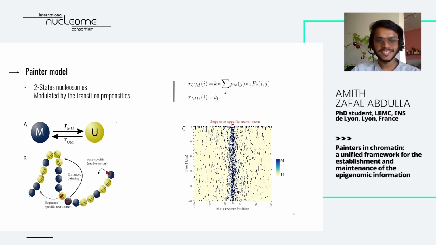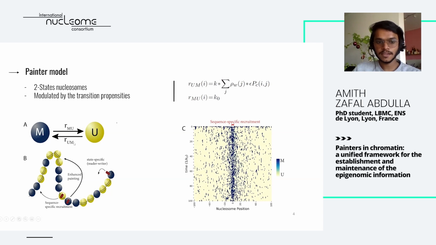The painter model. Here, the nucleosomes can exist in two states, modified M and unmodified U. Modified has some modification which affects local chromatin state, and unmodified has no modifications which affect chromatin state, so the native nucleosome. So we are lumping all the modification and complexity of the nucleosome into a two-state situation here. And the transitions between these are modulated by the transition propensities R_MU and R_UM. Here we'll focus on the spread of modified state M.